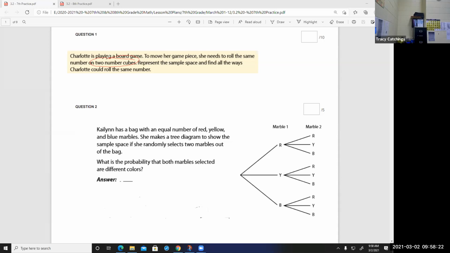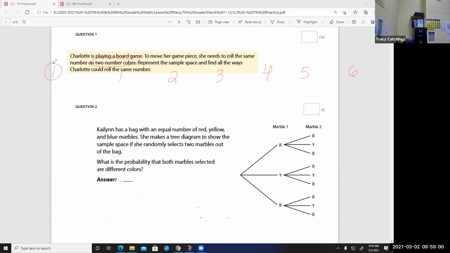Ready? All right, now they say represent the sample space and find all the ways she can roll the same number. So let's stop and think. A number cube. How many numbers are on a number cube? If you got a number cube, those are die. How many numbers are on the die? 6. So I know my first option would be 1 through 6. That's my first choice. I'm gonna either write 1, 2, 3, 4, 5, 6.